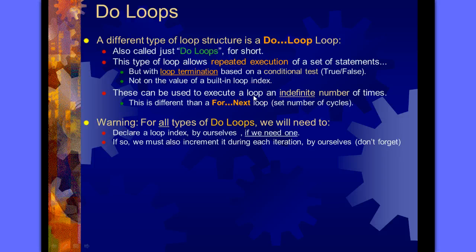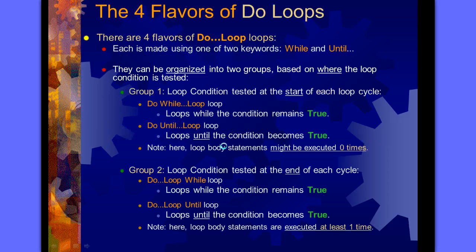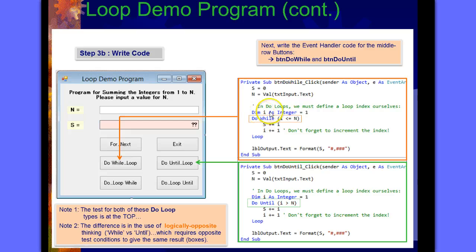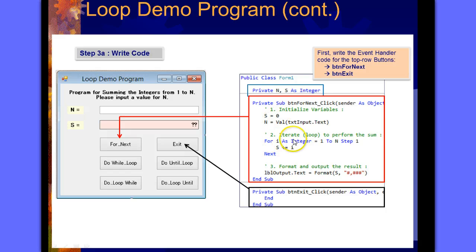So it doesn't say infinite number of times. It says indefinite, so not a predetermined number of times. This is different than a for next loop, which, once you put in the end in there, is a given amount of cycles. Warning, for all types of do loops, we will need to declare a loop index by ourselves if we need one. So that's what he means here. Remember, we had to declare the index here, whereas we didn't need to do that in the for loop. It's kind of already done as part of the for loop syntax.